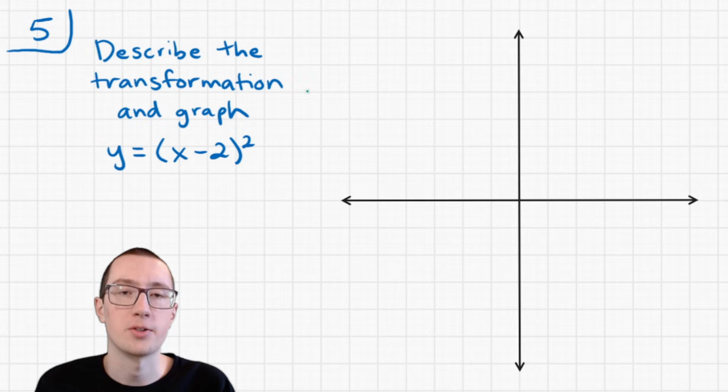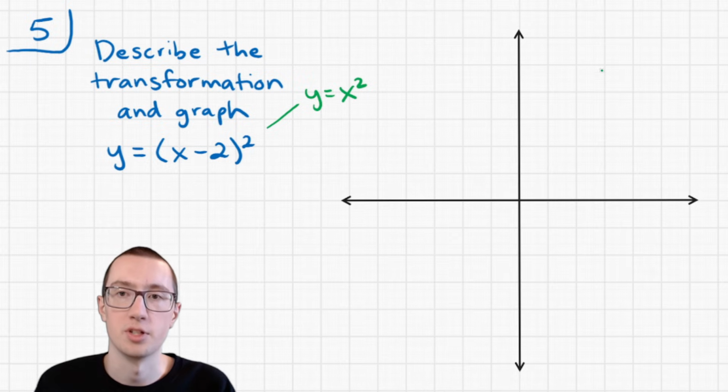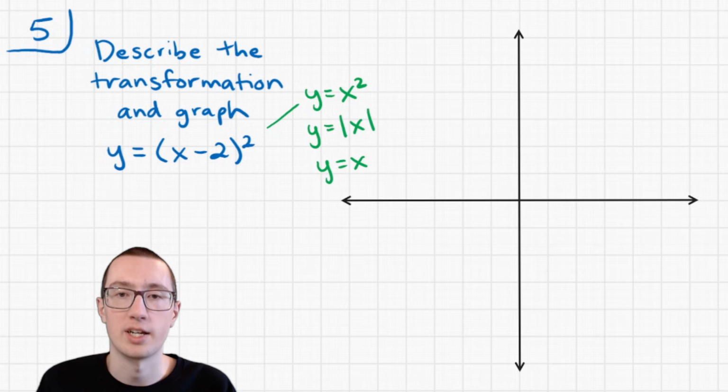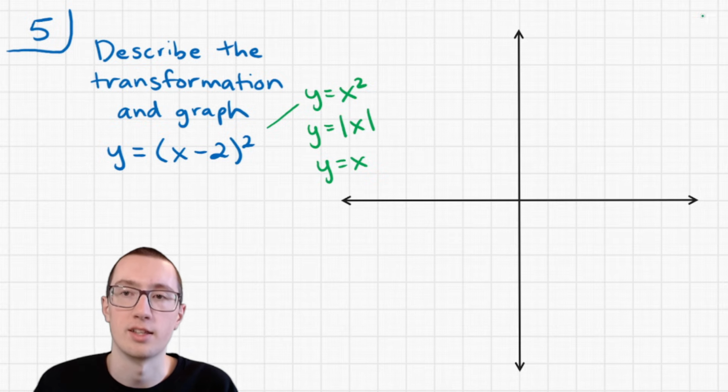So the three types of parent graphs are y equals x squared, which is going to be a bowl shape like a parabola, right? We have y equals the absolute value of x, which is pretty similar, except it's a V shape. And then we just have our classic y equals x, which is just a straight line with a slope of 1, because this number in front is 1, because you can't see it. So that would just be a diagonal line going like this.